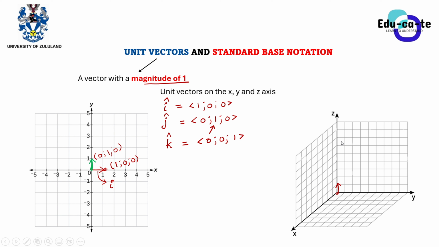This is just trying to tell us that this vector is along the z-axis. There is no y component, there is no x component of it. So these unit vectors i, j, k are just the standard base vectors. They are those vectors with a magnitude of 1, and they are found on the x, the y, and the z-axis. So now let's look at the standard base notation, which is known as a triad ijk.